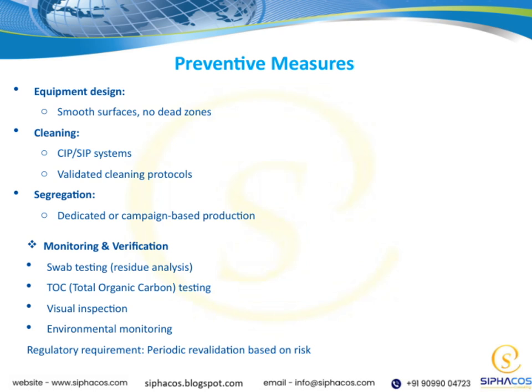Segregation also plays a crucial role. Using dedicated equipment or organizing campaign-based production helps prevent cross-contamination. By combining these monitoring, verification, and preventive measures, we create a robust system that supports the integrity of our products and compliance with regulatory standards.